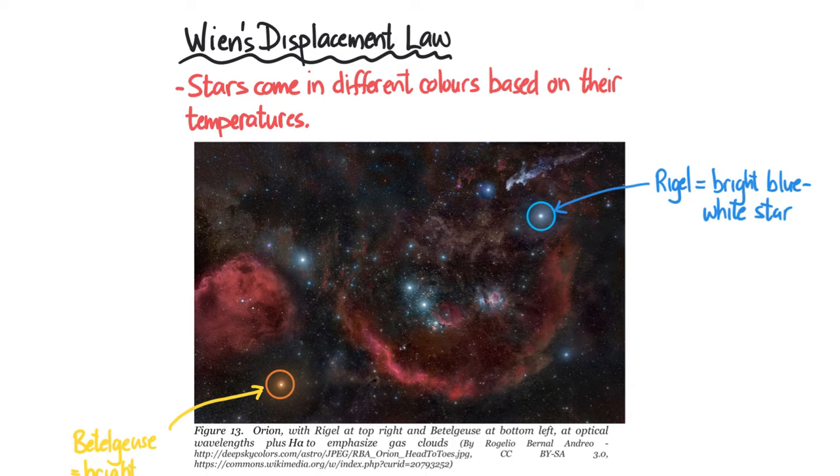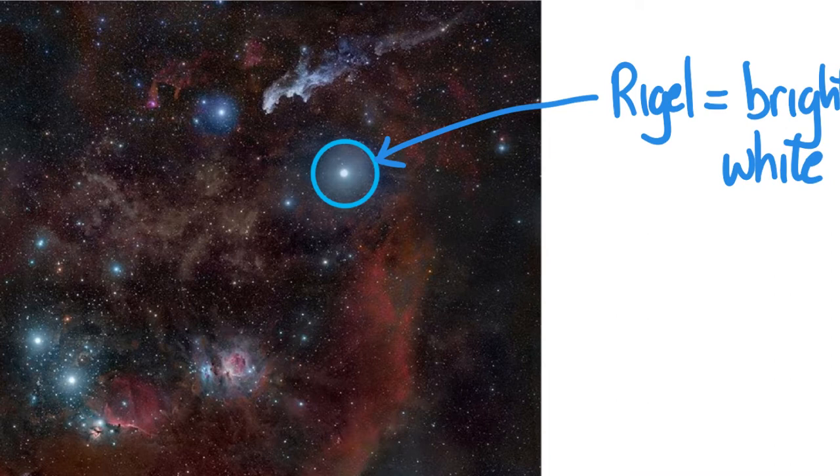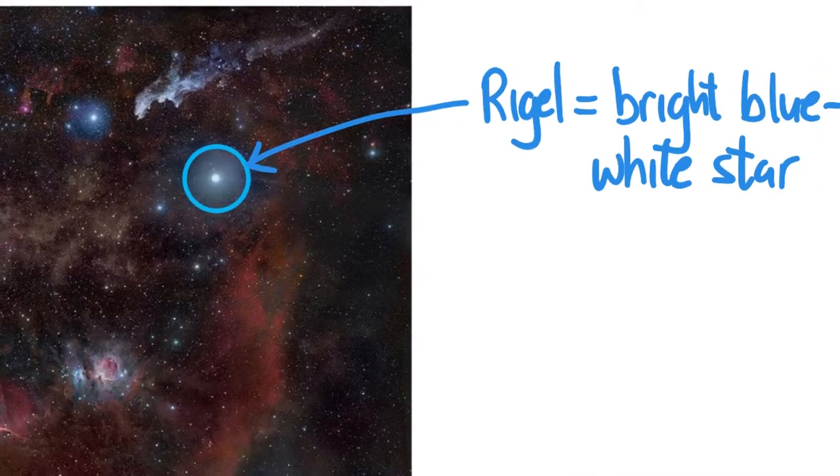Now, when astronomers look into the universe and they look at stars in detail, they find that stars come in different colors, and these differences in colors, as we will see, are based on their temperatures. Now, in the constellation Orion, there are two stars that we're going to focus on, namely Rigel.